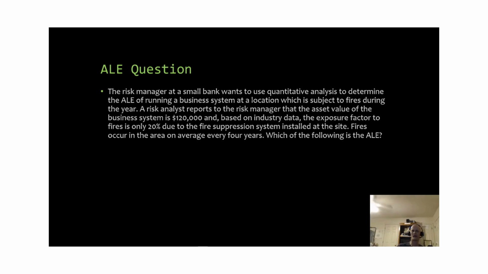Now, it's the same thing that we dealt with earlier, but they threw in that fires occur on average 1 out of every 4 years. So it takes 4 years for one fire to happen. So we're just going to throw that in the mix. So we start out with our asset value of still 120. In this case, the exposure factor became 20%. So that's 24 grand. Okay. If we stopped there, that's our single loss expectancy if we didn't have an ARO. But we have an annual rate of occurrence.